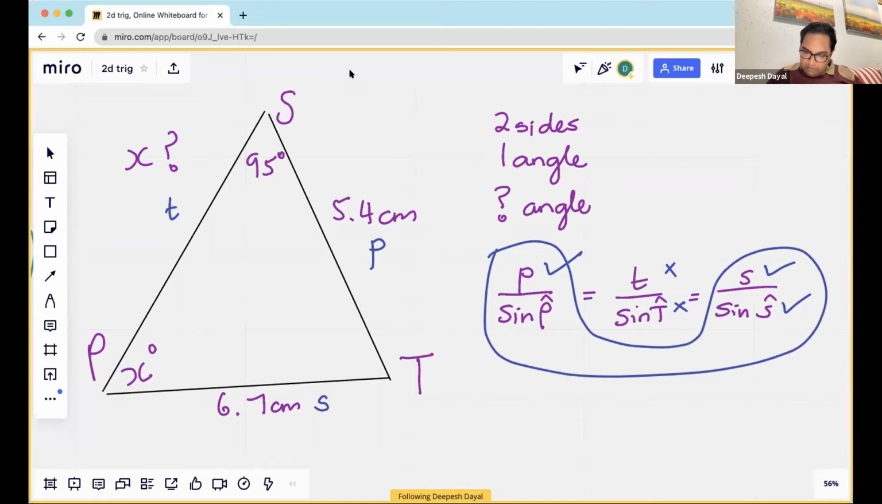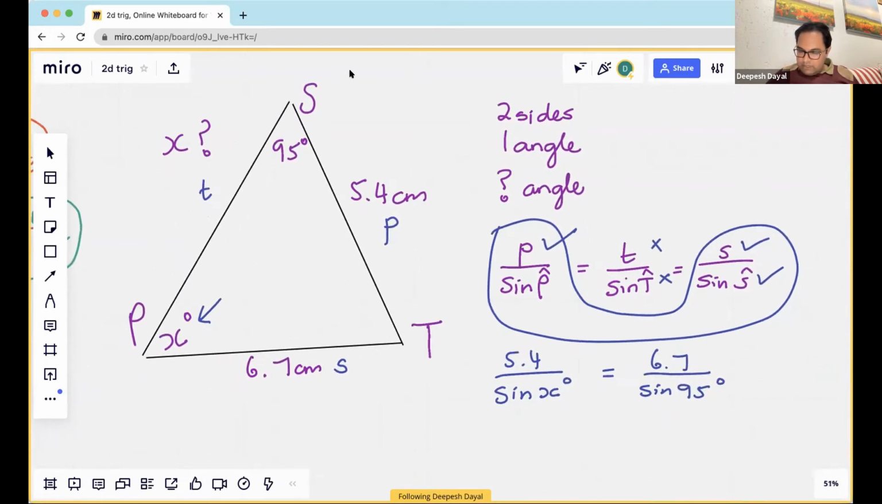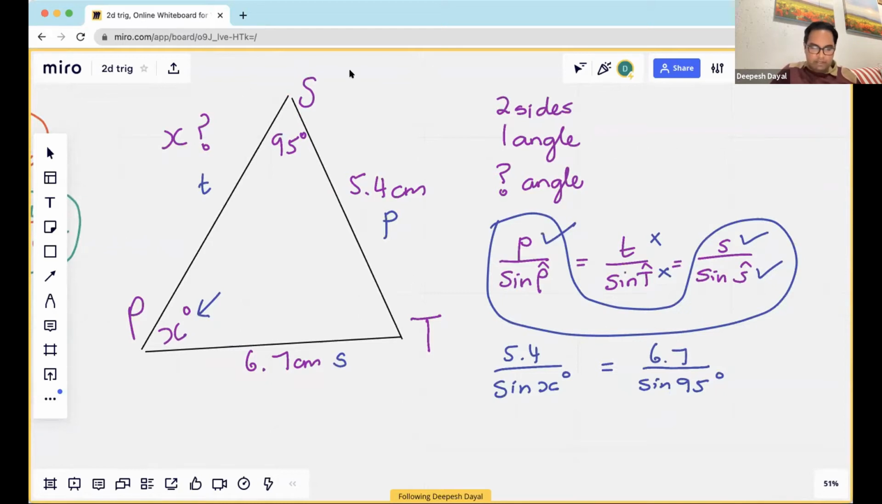So let's plug in. We've got P, which is 5.4 over sine X. It's angle X, right? Because P is angle X there, see? And then we've got S, which is 6.7 over sine 95. And we're going to look for the sine X, right? Algebra, very important. You need good algebra here.